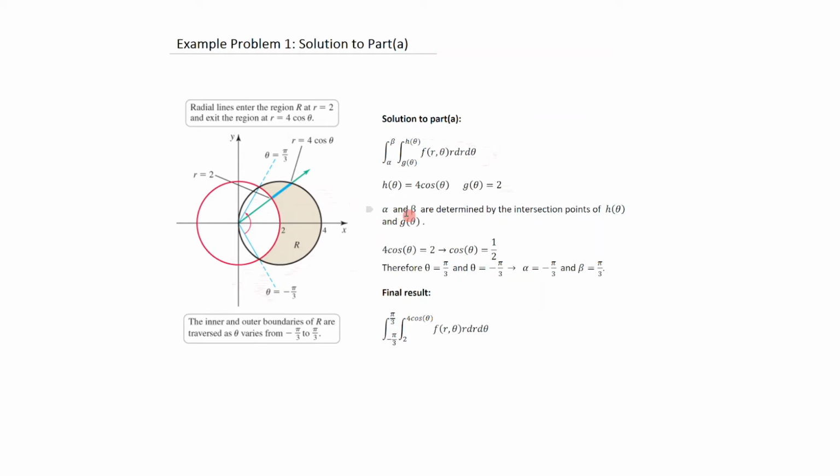So the angles alpha and beta, which one is here and the other one will be here, are determined by the intersection points of h of theta and g of theta. So all we're doing is equating those two, which is what I've done here. Simplifying gives cos theta equals 1/2. And there are two possible solutions: one at theta equals pi over 3, and the other at theta equals minus pi over 3. So the lesser of the two, minus pi over 3, will be alpha, the lower bound on angle, and pi over 3 will be the upper bound, beta. So we can substitute this into the integral, and this integral is more or less ready for computation.